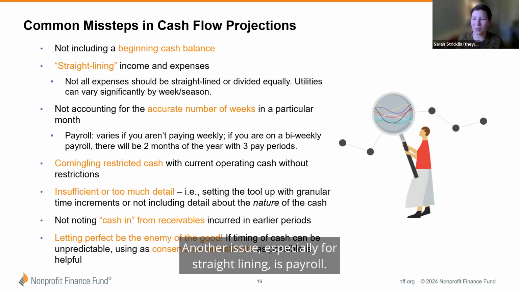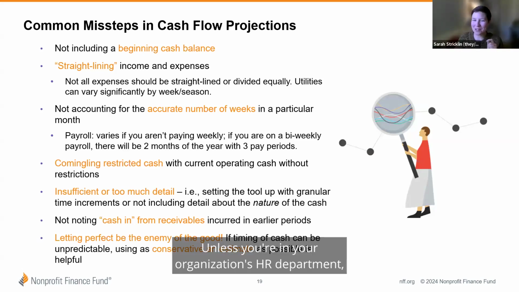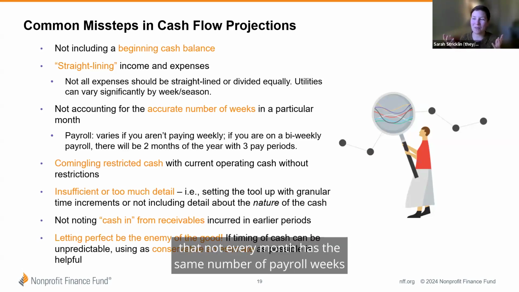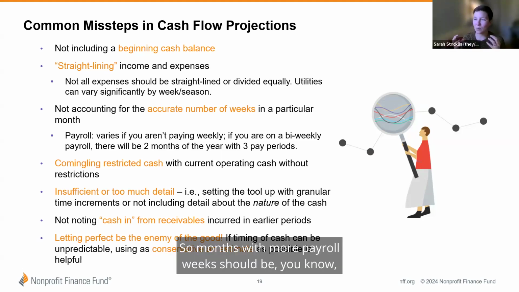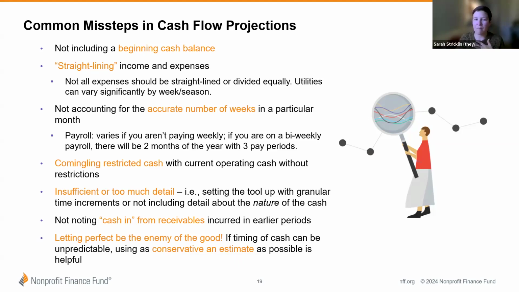Another issue, especially for straight lining, is payroll. Unless you're in your organization's HR department, you might not remember that not every month has the same number of payroll weeks if you do biweekly or even weekly pay. So months with more payroll weeks should have higher salary numbers. Just little details like that make things less accurate.